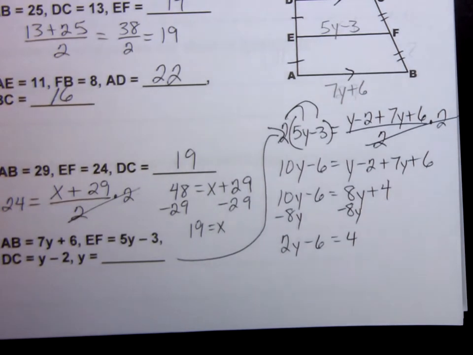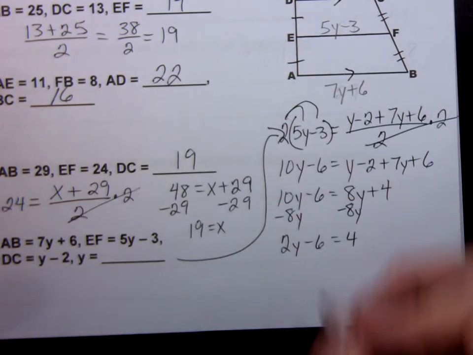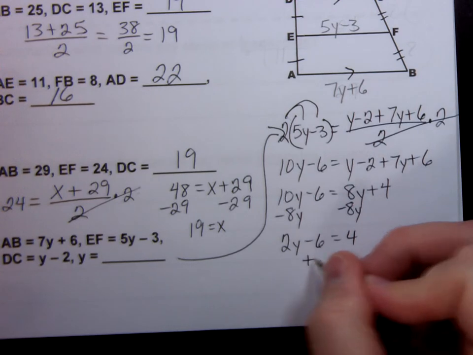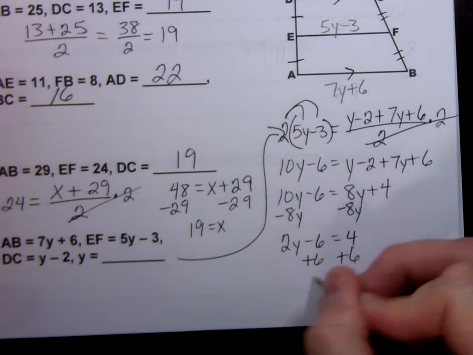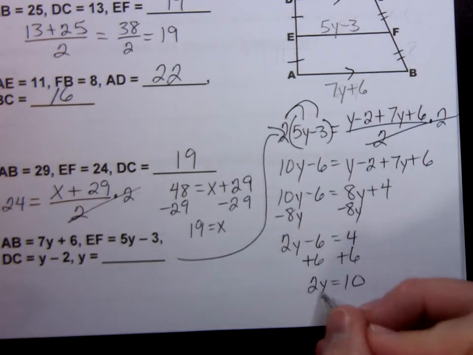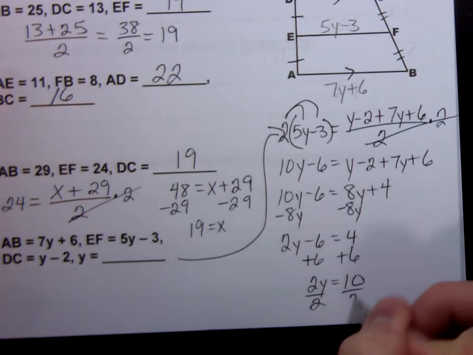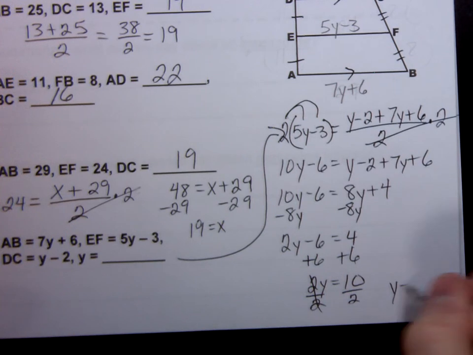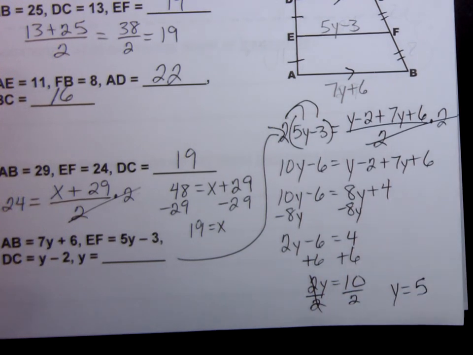Now I can work on getting y all by itself. I'm going to move this constant first. It's being subtracted, so we'll do the opposite and add it. And then y is being multiplied by 2, so I divide by 2. And 10 divided by 2 is 5. So y is equal to 5.